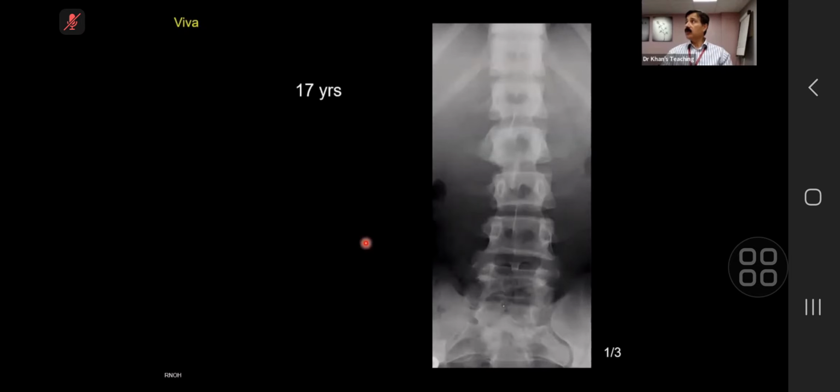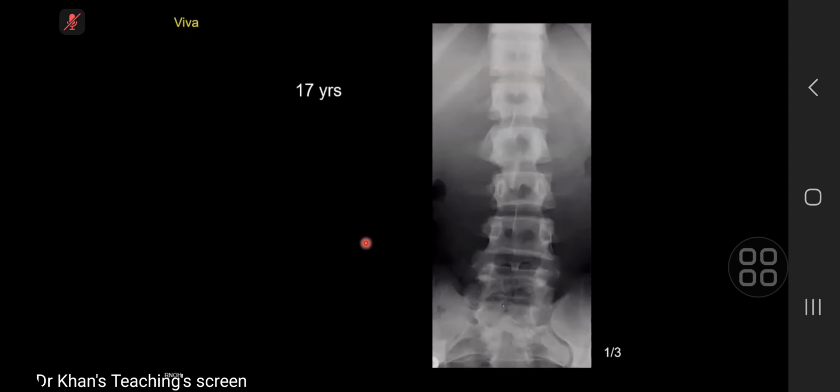Okay, I am going to give you a break in 5 minutes time. I'll continue with yourself. So what is this? Over to you. So this is a frontal radiograph of the lumbar spine for a 17-year-old patient.